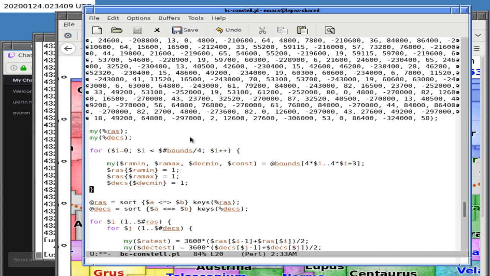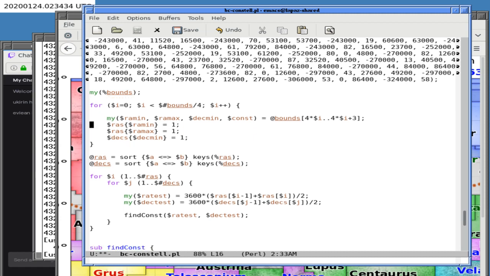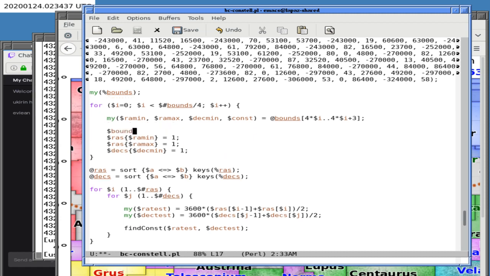So what we need to do here is for every declination, we need to record which pairs of right ascensions we associate with that declination. So we need to actually turn this into, I think, my bounds, and these things here will be bounds. So for the given declination minimum, the right ascensions are, this is really ugly.